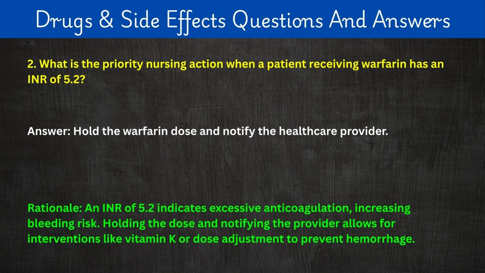2. What is the priority nursing action when a patient receiving warfarin has an INR of 5.2? Answer: hold the warfarin dose and notify the healthcare provider. Rationale: an INR of 5.2 indicates excessive anticoagulation, increasing bleeding risk. Holding the dose and notifying the provider allows for interventions like vitamin K or dose adjustment to prevent hemorrhage.